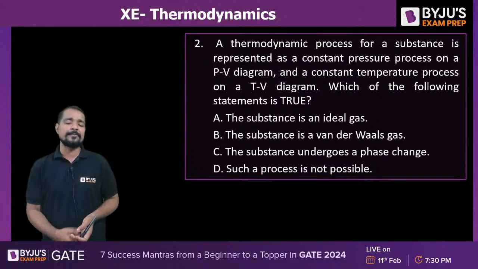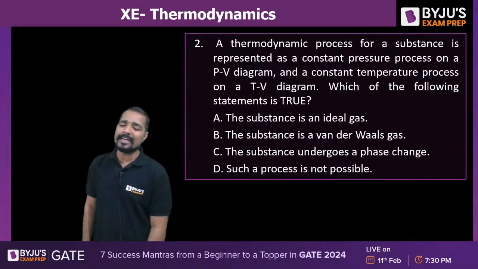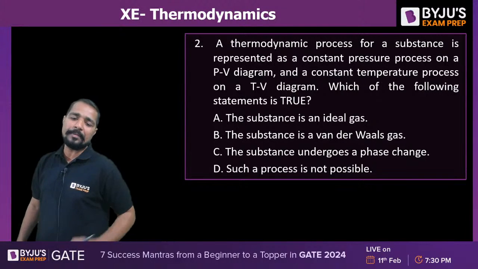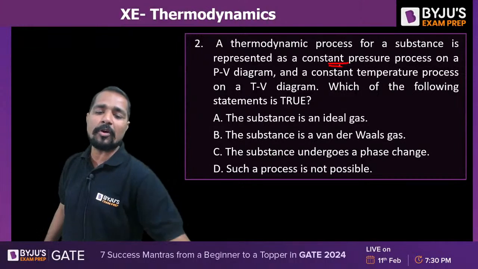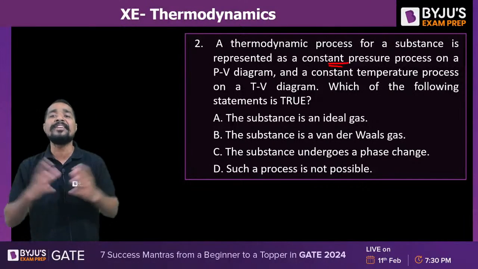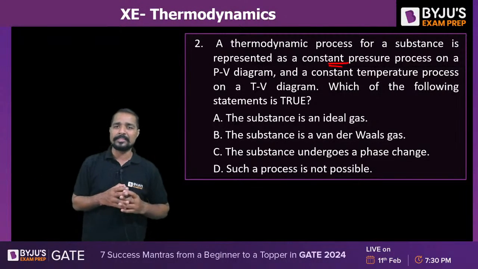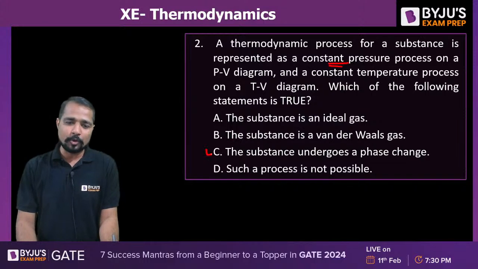A thermodynamic process for a substance is represented as a constant pressure process on the PV diagram. It's an isobaric process on the PV diagram, and it's also the isothermal process on the VT diagram. Okay, it's done. Good. It is the process of phase change.